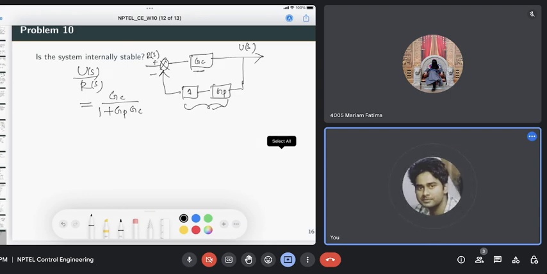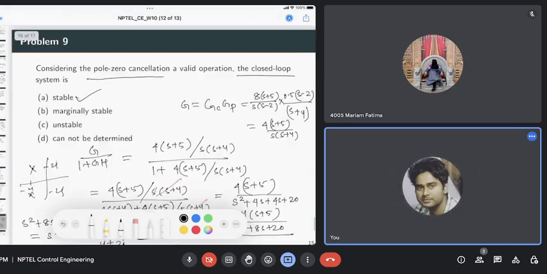So this corresponds to the G part and this corresponds to the H part. Again we apply this formula. So this G will be Gc, and Gc times this H will be Gp, right? So this is what we obtain, the transfer function. We just substitute this Gc value and Gp value and see.